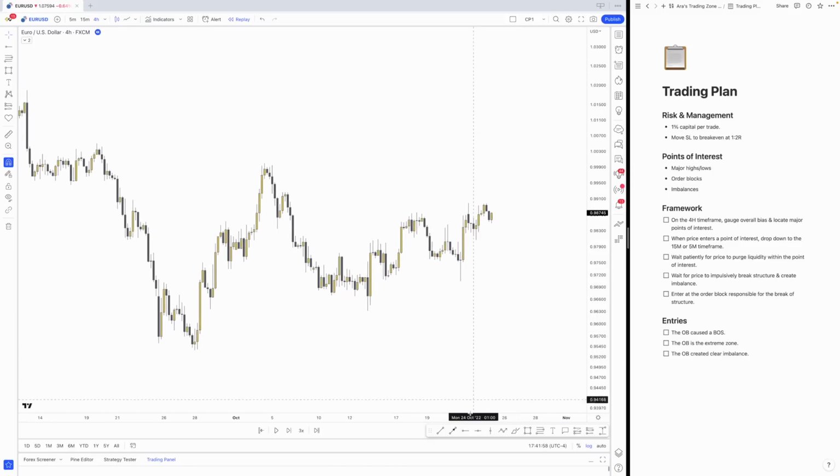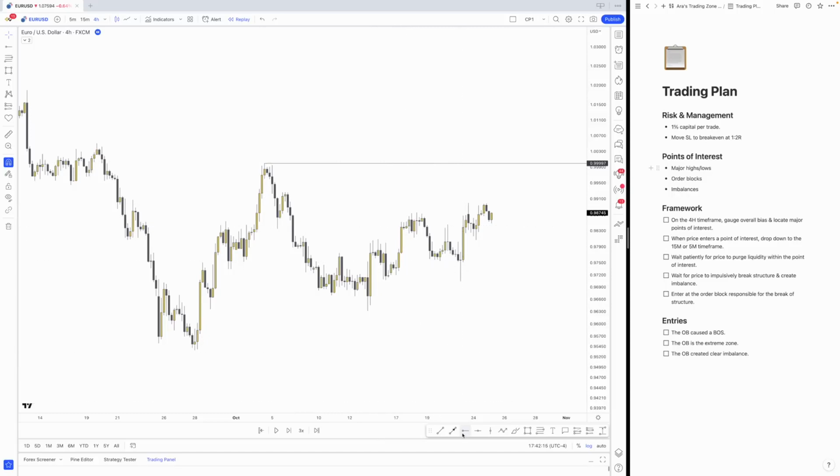Now, the first thing that catches my eye with Euro USD is that we have a major swing high right here. And you'll see that on the right side, in our examples of points of interest, one of the examples is major highs and lows. The reason for that is because a lot of liquidity rests above and below major highs and lows.